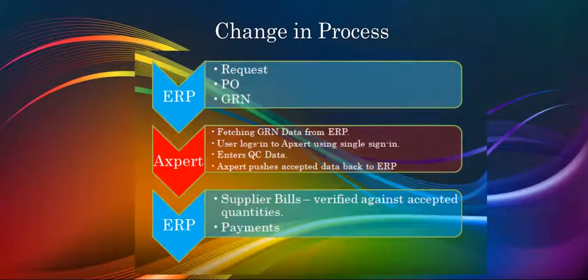To do this, we will need an API from the custom ERP, that will give GRN data. This data will be pulled by Axpert at periodic intervals. The QC note will then be changed to work on the data that is received from the custom ERP. Similarly, custom ERP can pull accepted quantities from QC notes entered by user in Axpert using Axpert API.